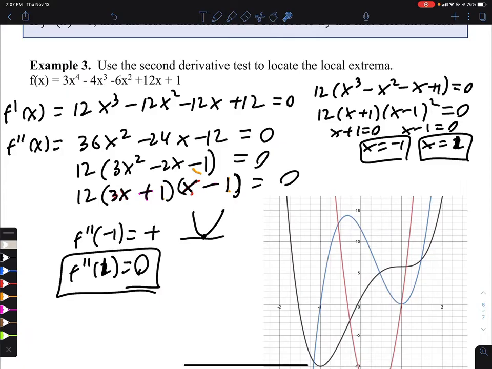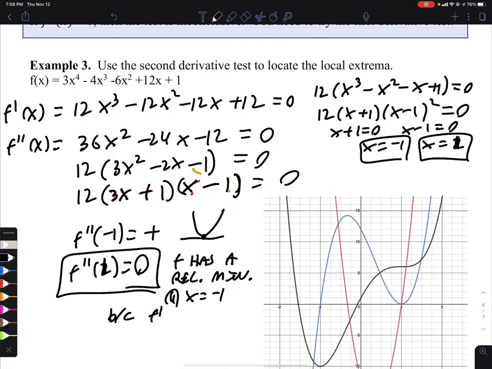But at -1, the derivative is 0, and the second derivative is positive. So we got the second derivative is positive, concave up. We have the first derivative is 0, so that's a relative min. So f has a relative minimum at x equals -1. Why? Because f prime at -1 is 0, and f double prime at -1 is positive. Done. That's your justification.